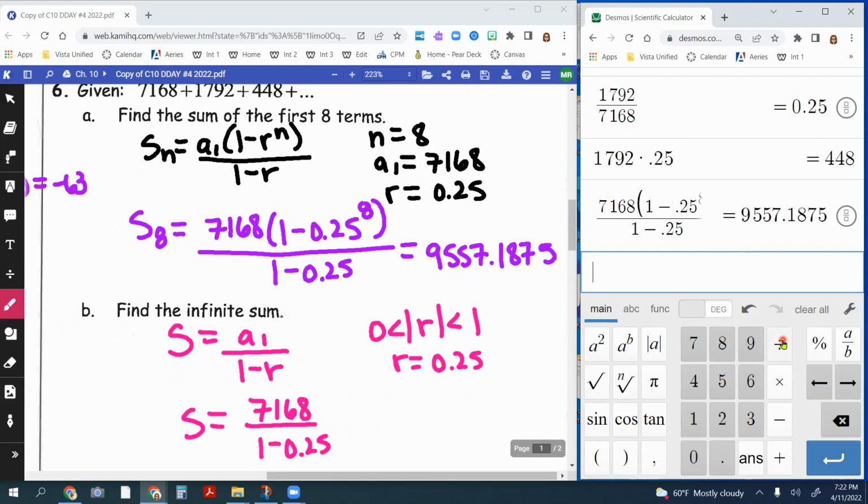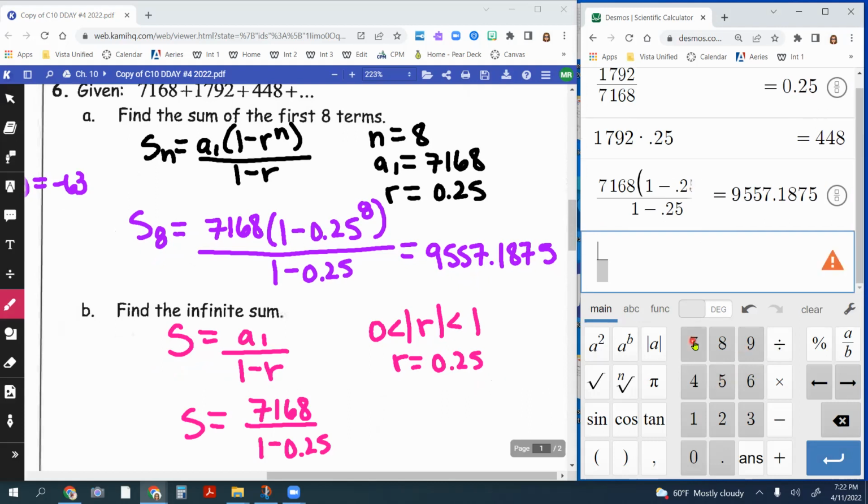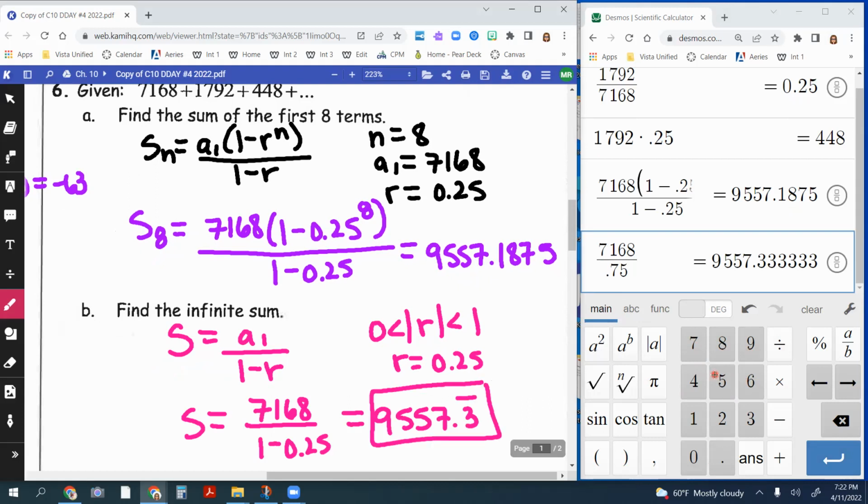So when I do that math, I basically have 7,168 divided by 0.75 if I do that math in my head. So I'm going to end up with 9,557.3 repeating as our answer. You see that's close to this. So you see that as it gets bigger and bigger and bigger, it's going to start going closer and closer to 9,557.3 repeating.